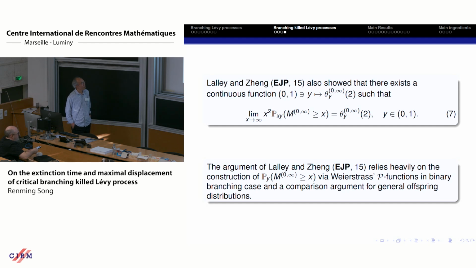Basically, under the assumption that the spatial motion is Brownian motion and the offspring distribution satisfies the third moment condition. We're going to try to weaken the assumption on the offspring distribution and also generalize the spatial motion from Brownian motion to Levy processes.